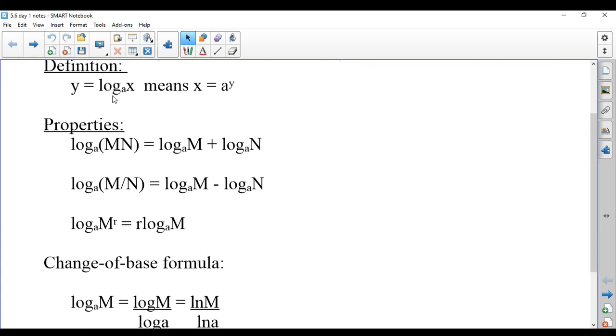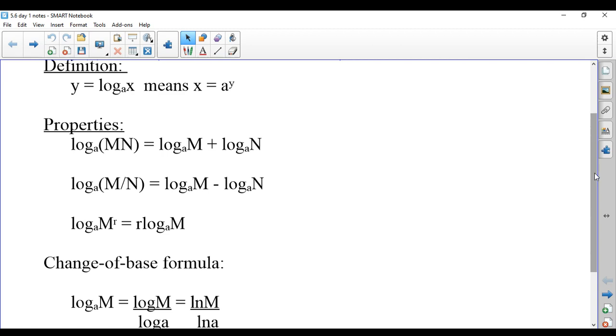First of all, definition of a logarithm. Remember that the logarithm is the inverse of an exponential equation. So y equals log to the base a of x means that x equals a to the y power. The logarithm is equal to the exponent. The base of the logarithm and base of the exponential are the same.